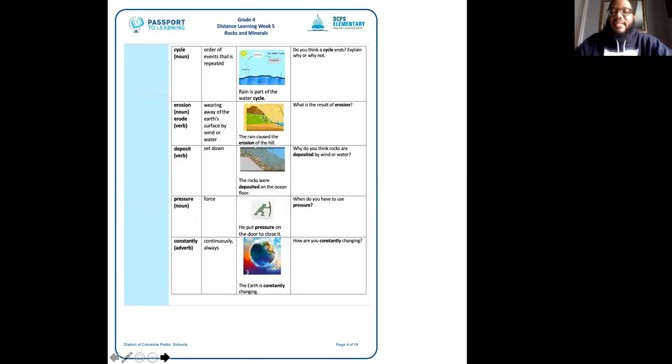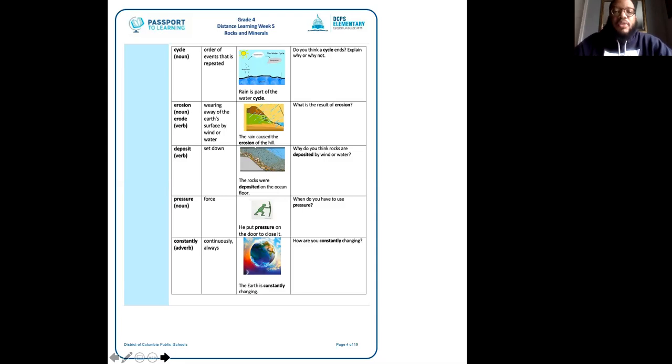The next word is cycle. I know that everybody's heard this word. Cycle means an order of events that is repeated. Big clue there. It's an order of events that is repeated. In this unit specifically, we're going to be talking about the rock cycle, okay? So keep that definition in mind. It's going to be very, very important.